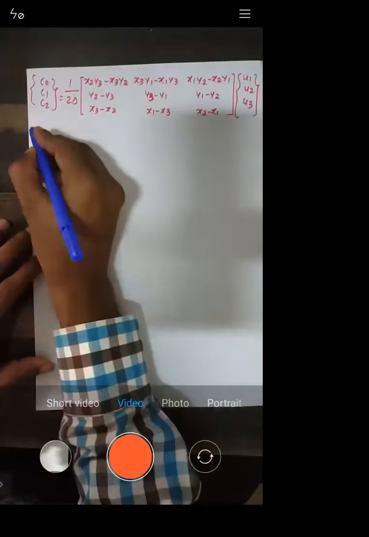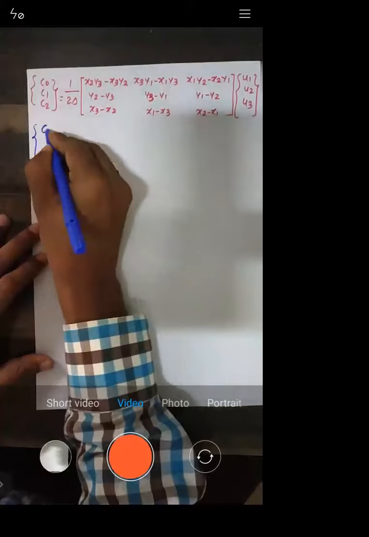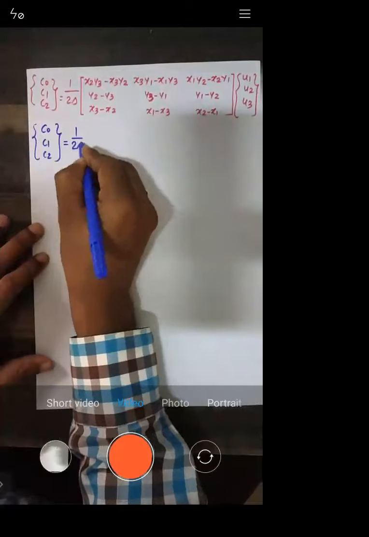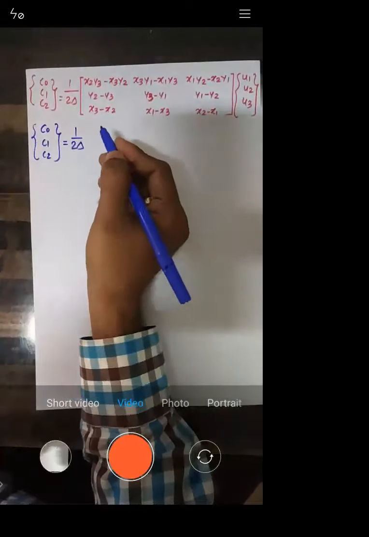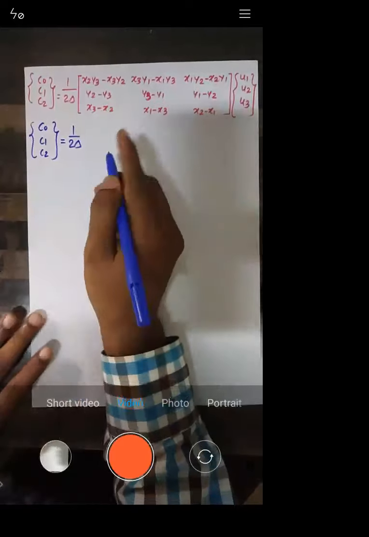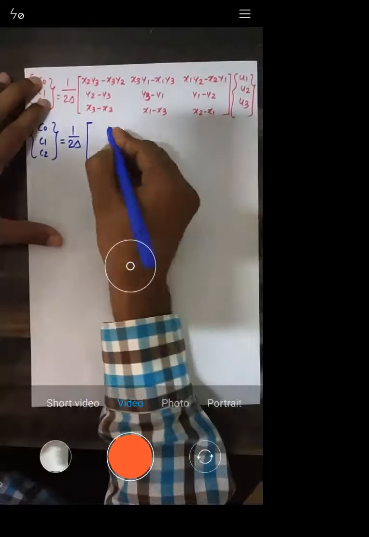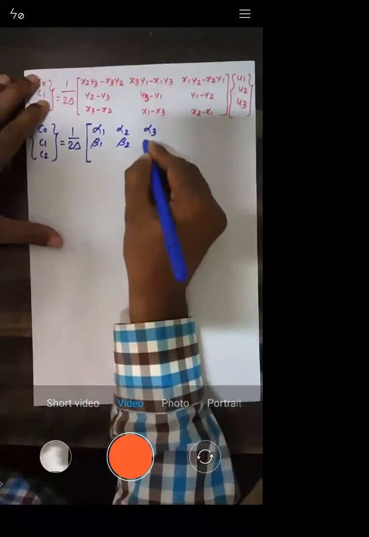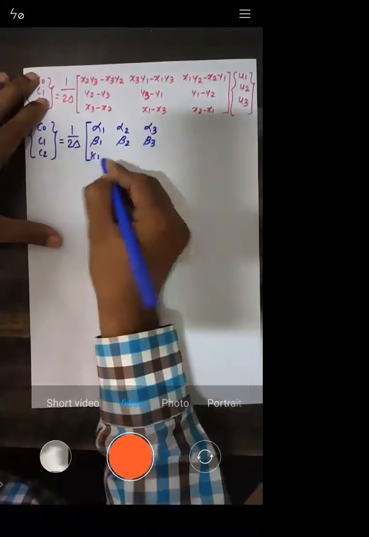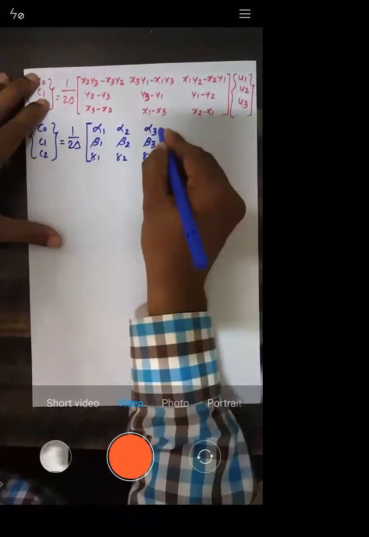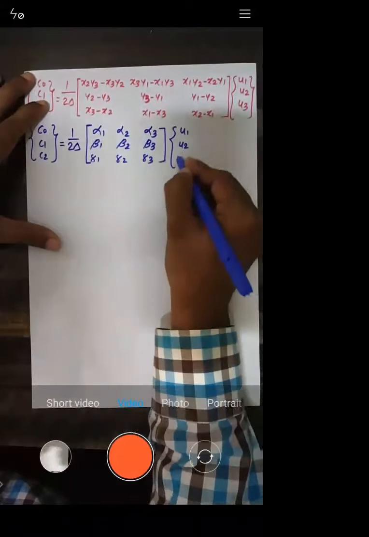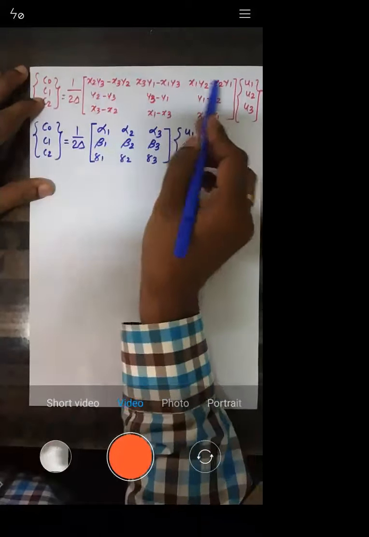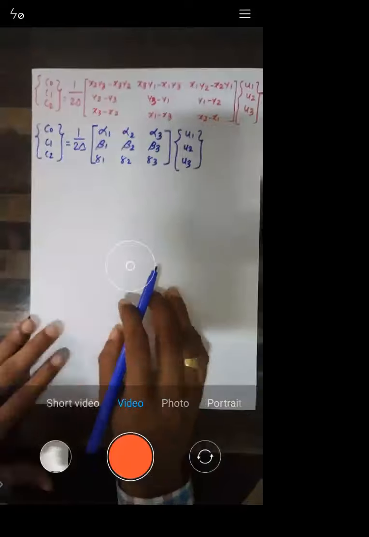C0, C1, and C2 is given by 1 by twice delta. Now try to understand, this is very important. Instead of carrying this term, I'll just call them alpha 1, alpha 2, alpha 3. This is beta 1, beta 2, and beta 3. And this is gamma 1, gamma 2, and gamma 3, into U1, U2, and U3. Now let us calculate this C0.